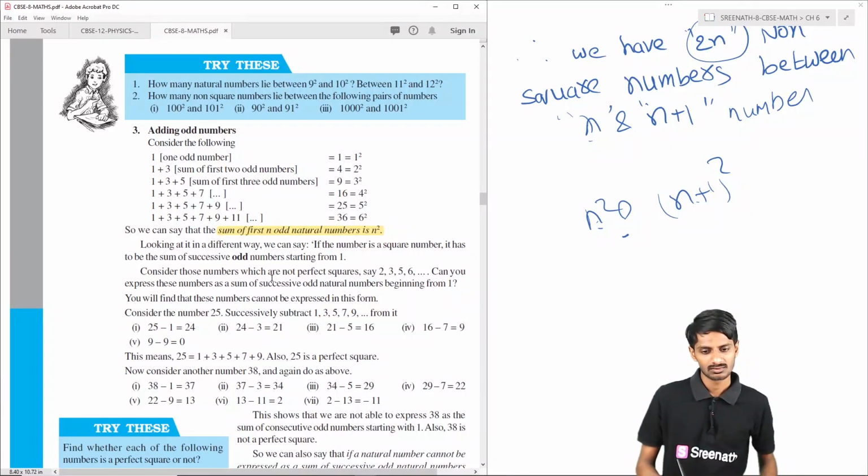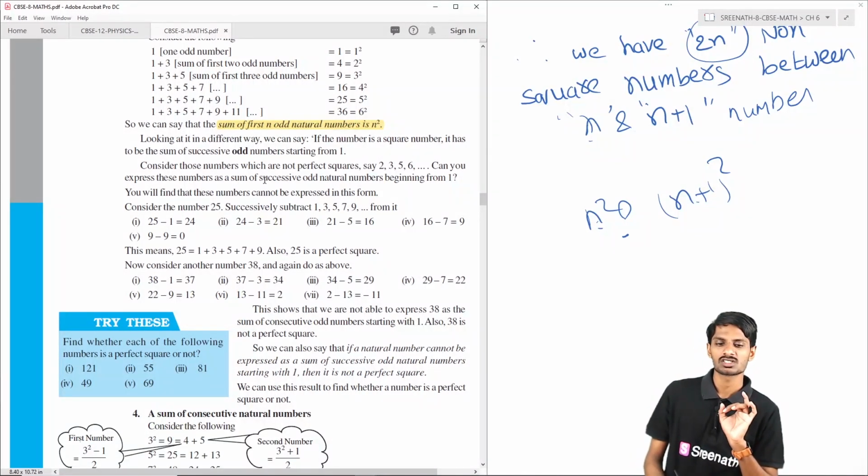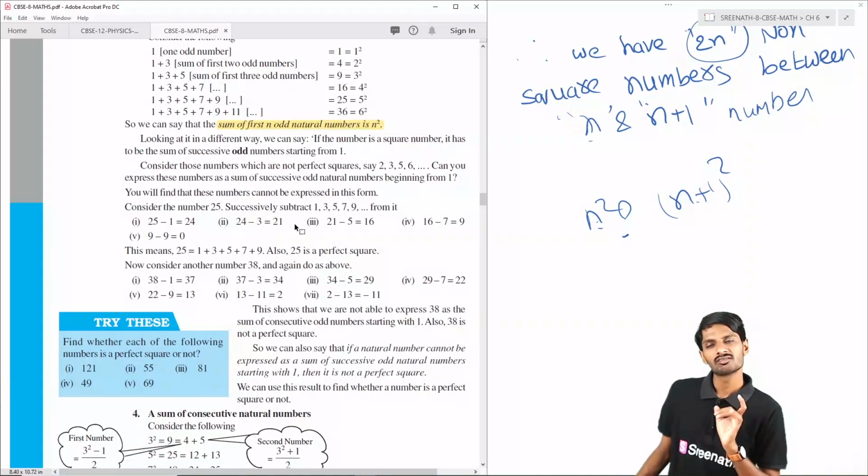Now consider those numbers which are not perfect squares. Say 2, 3, 5, 6. These are not perfect squares. So can you express these numbers as the sum of successive odd natural numbers beginning from 1? No, we can't express them.